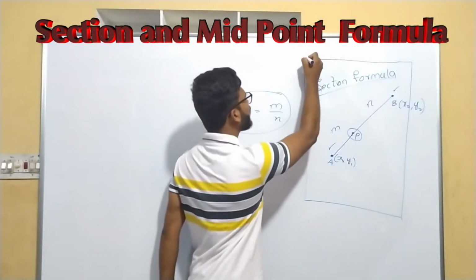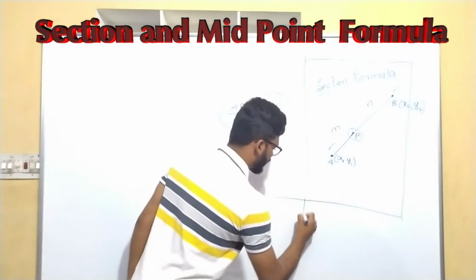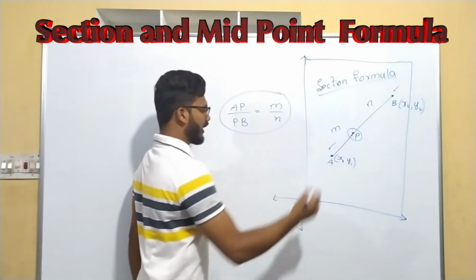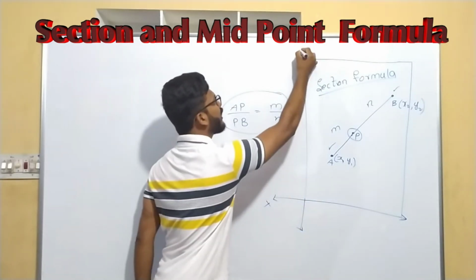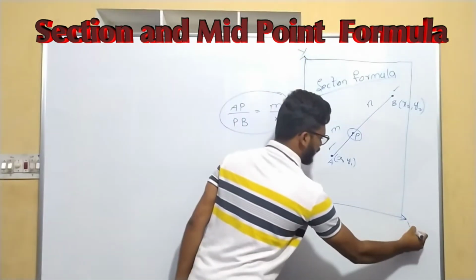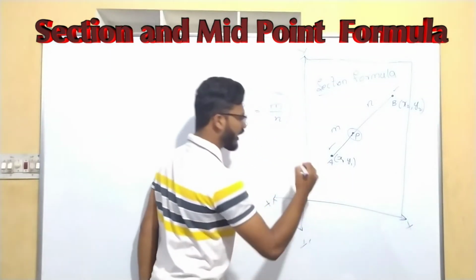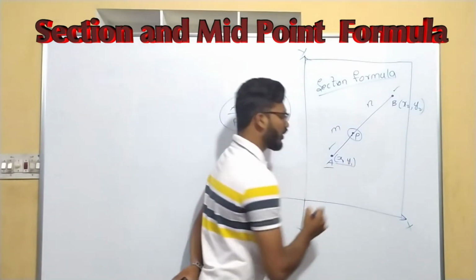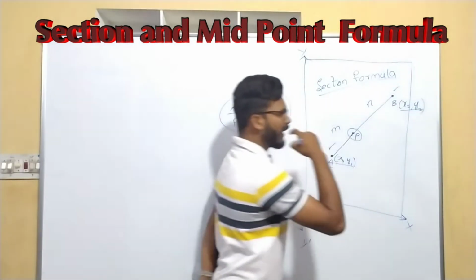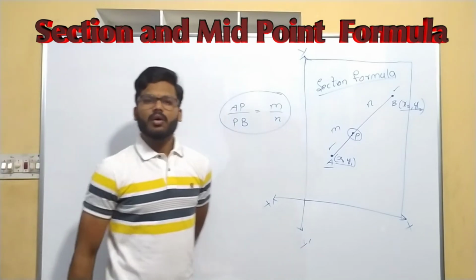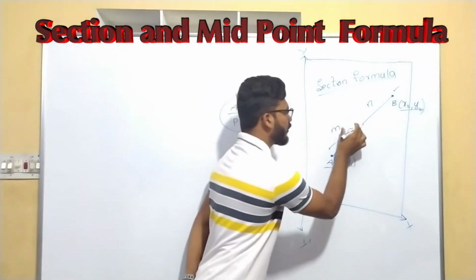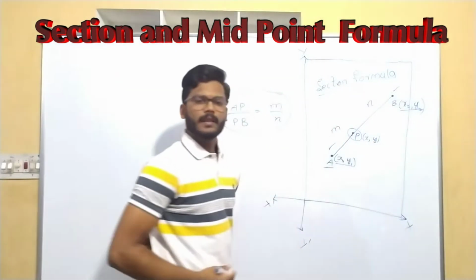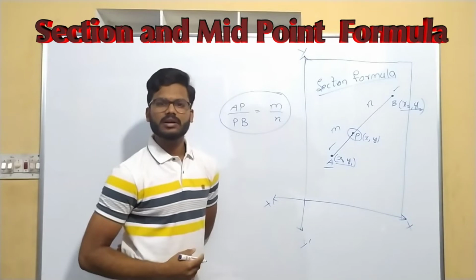Let this be the y-axis and this is the x-axis. Okay, x-axis and y-axis. And the coordinates of point A be x1, y1 and point B be x2, y2. Now, I want to find the location of point P. Let the coordinates be x, y. Now, how can I locate this one?